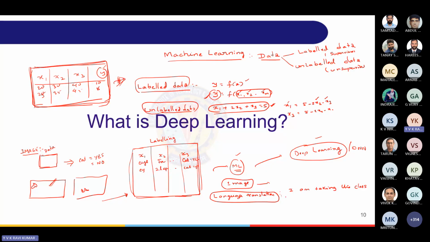Now, in case of an ML approach like this, if you are going for prediction or classification, is there any rule that you have to give this first data only, second data only? The data does not have to be given in any particular order. Is it so? No, right?